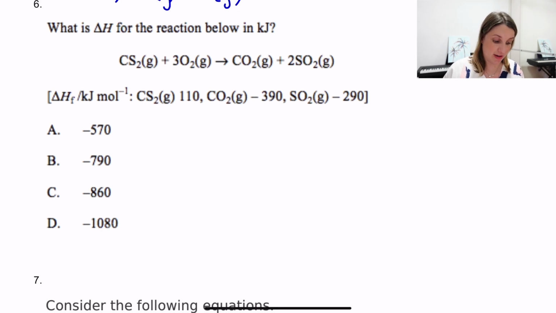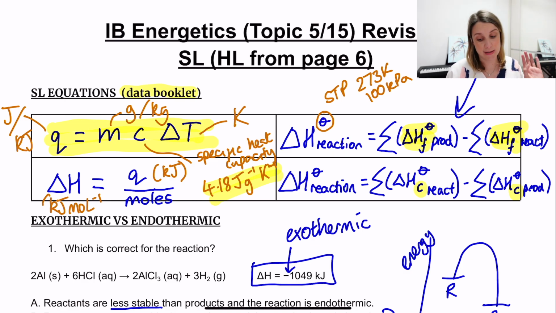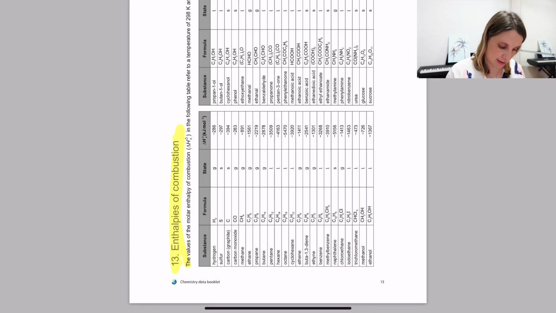Hess's law is often one of the things that SL students in particular find really challenging in energetics. So for this question here, they've given you a reaction which they want you to work out the change in enthalpy for, and they've given you delta H formation values. Now this means that I can use that equation at the top of this page, where the delta H of any reaction is all the delta H formations of the products minus the delta H formations for the reactants. So products minus reactants.